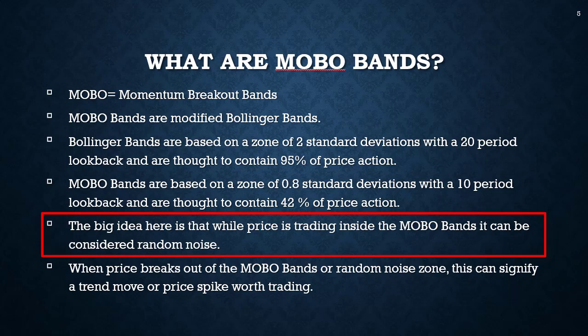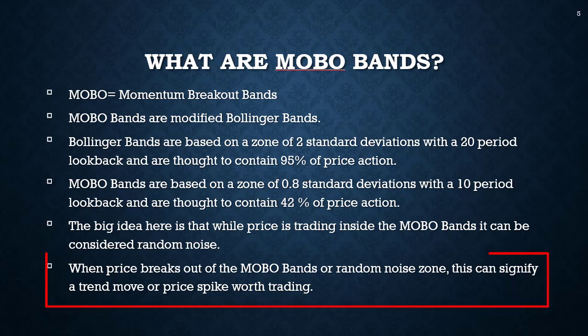And then when you get a move outside of the band, that's when you look to capitalize on a price move or trend change. So when the price breaks out of the MOBO bands, or the random noise zone, this can signify a trend move or price spike, and that might be worth trading. We're going to get way more detail later in the series, but let's take a quick look at these.